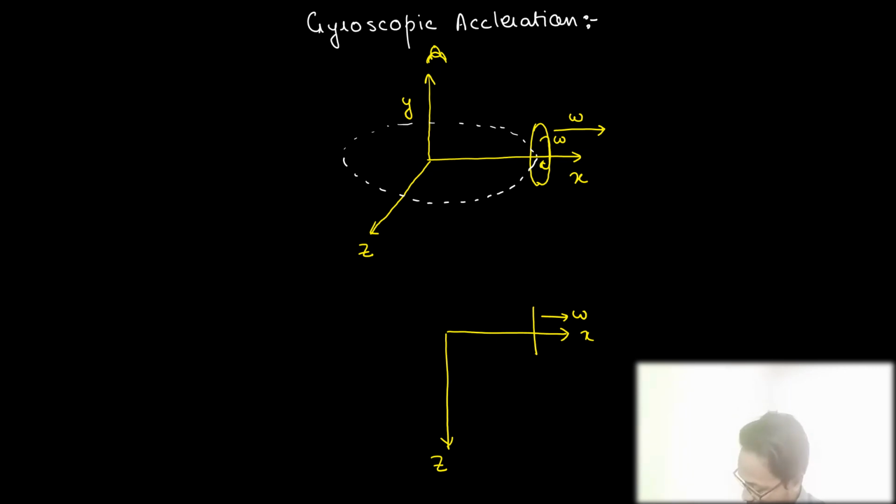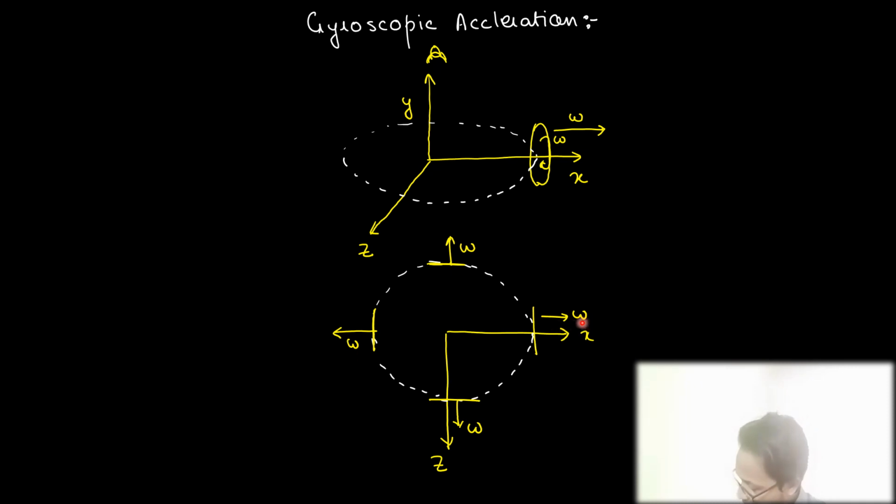And this wheel is also revolving in a circular orbit in the xz plane. Okay. Now, after a certain while, what will happen? When the disk reaches out here, what will be the angular velocity vector? Along this direction. When the disk reaches out here, what will be the direction of angular velocity? Along this direction. So you can see as the disk is rotating, the direction of the angular velocity is changing, although the magnitude of angular velocity remains constant.